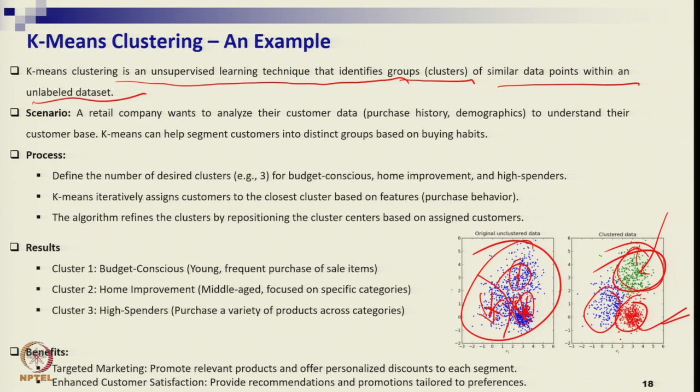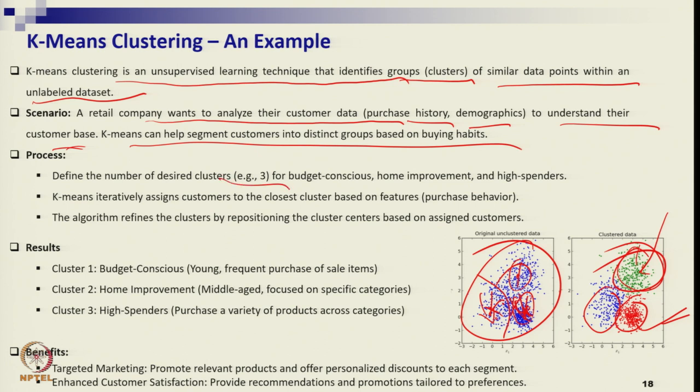There is no label, no explained relationship you are defining. But here, based on the features data, unlabeled data, you are doing a cluster. There are many methods, like factor analysis, you can do here also, but we are not focusing on that; we are just focusing on the basic k-means clustering. For example, a retail company wants to analyze their customer data, purchase history, demography, etc. to understand their behavior and customer pattern. K-means clustering can be used to do that.